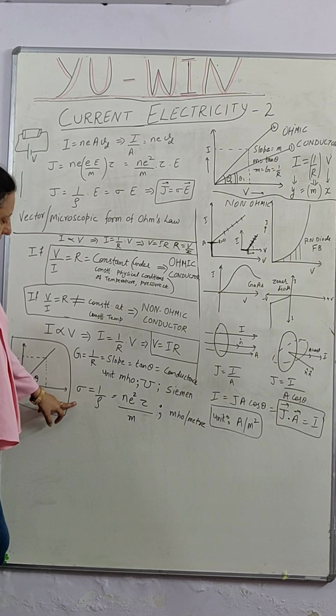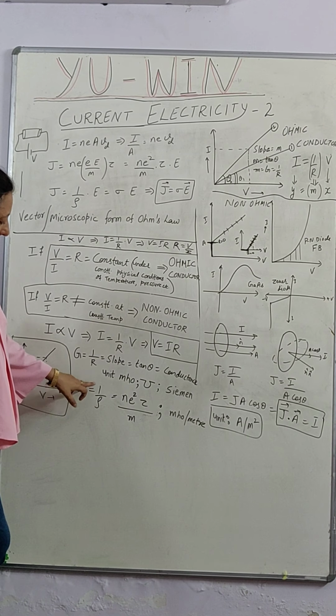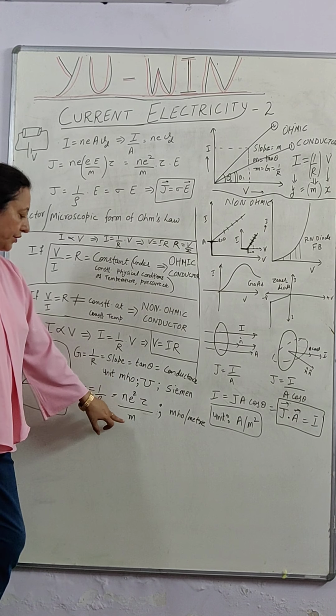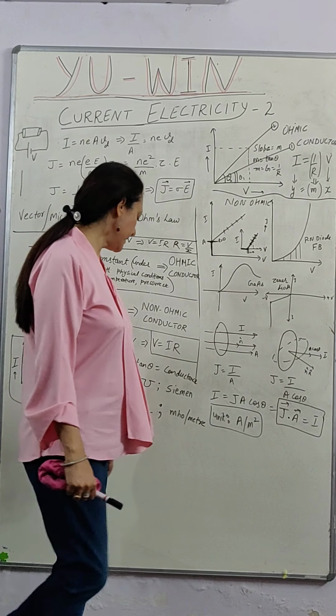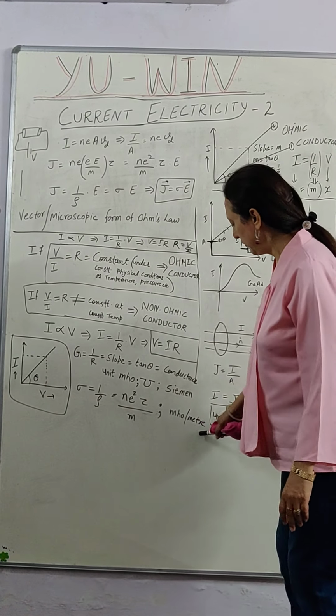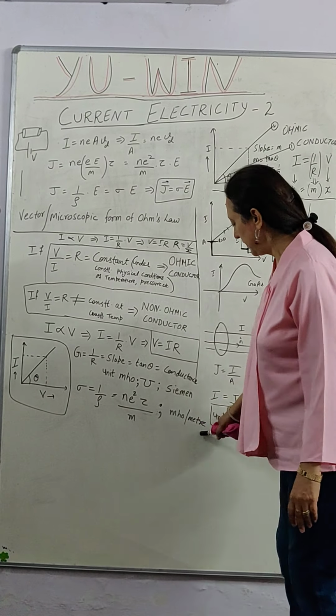Then we come to the conductivity. Conductivity is inverse of resistivity. We define the resistivity as m upon ne square tau, and the sigma is inverse of resistivity, which is ne square tau by m, and the unit of resistivity was ohm meter, and here you inverse the ohm and you inverse the meter, it comes out to be mho per meter.